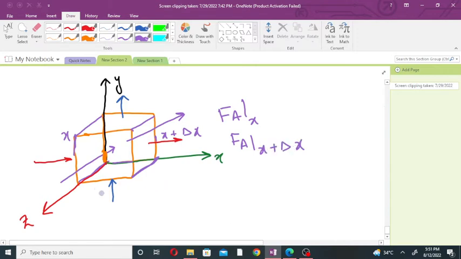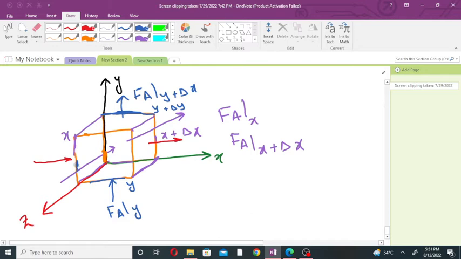Similarly, the molar flow rate of component A can enter the system through the y direction. This is the y direction. So it will be denoted by Fa at y, and the molar flow rate of component A leaving the system at y plus delta y will be denoted by Fa, y plus delta y. This position is y plus delta y, this side y plus delta y, and this is the y.